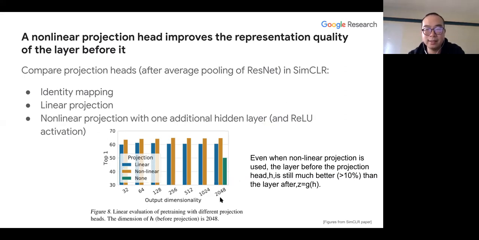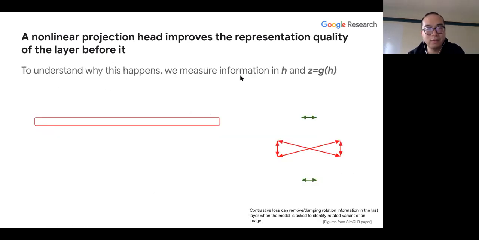As you can see here, if you don't use any projection head, then the performance is here. If you use linear, it's improved, and nonlinear is further improved. So basically, this shows the importance of the projection head. And even if you use the projection head, it's still better to use the features before the projection head for linear eval rather than the output of the projection head. So I think this answers some questions that were asked before.